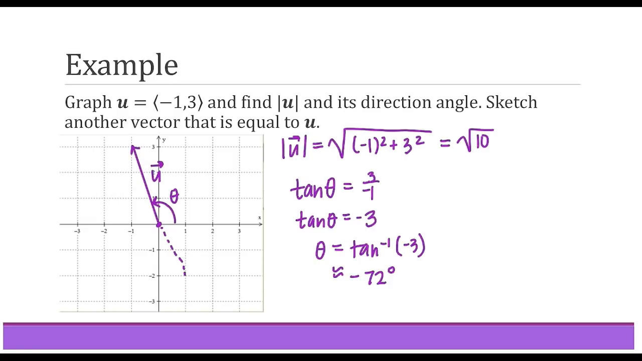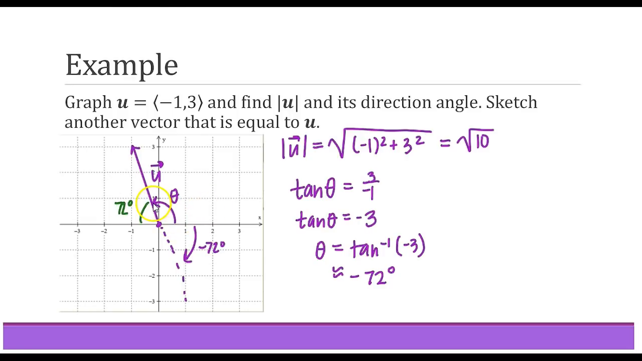Whoops, that got a little crooked. So it's actually navigating me down here. That's negative 72 degrees. But essentially what it's given me is the reference angle if I ignore the negative. So it has given me this angle right here is 72 degrees.